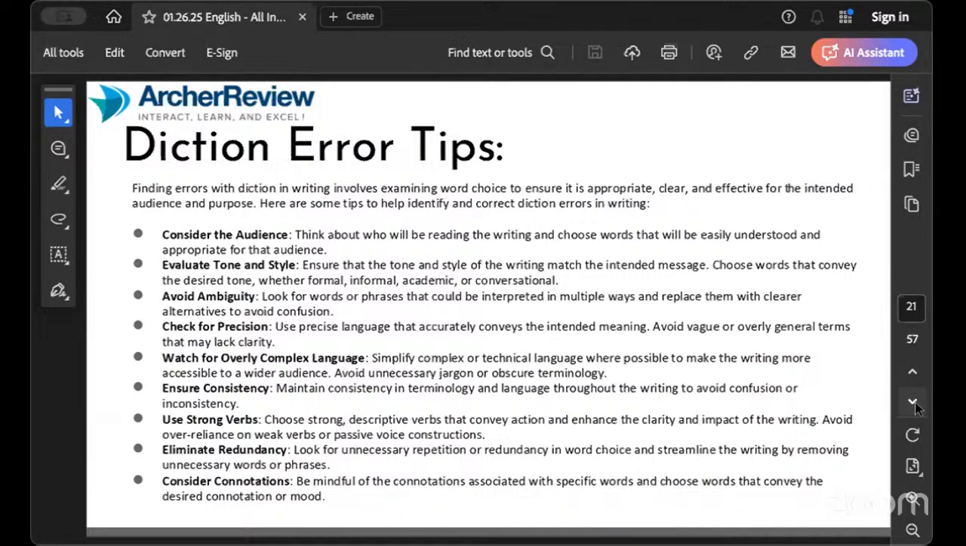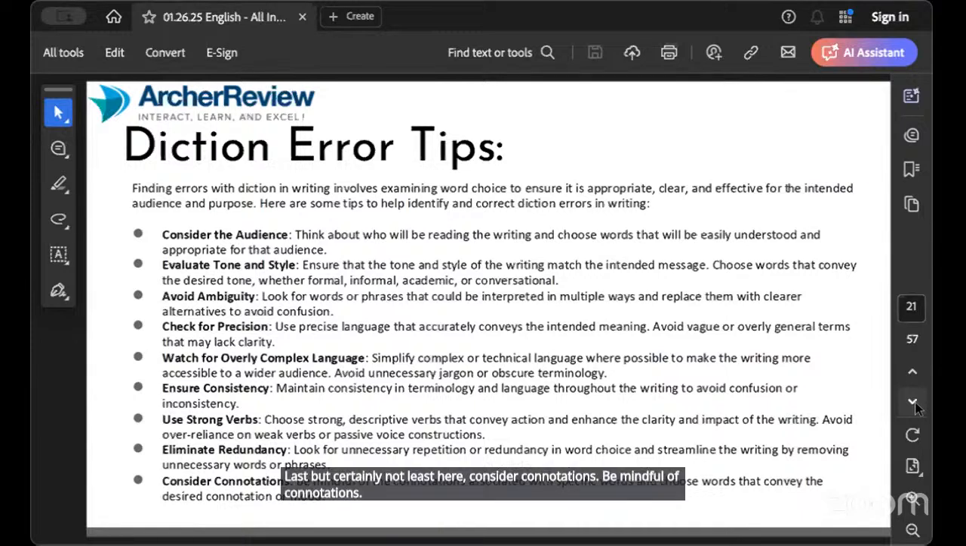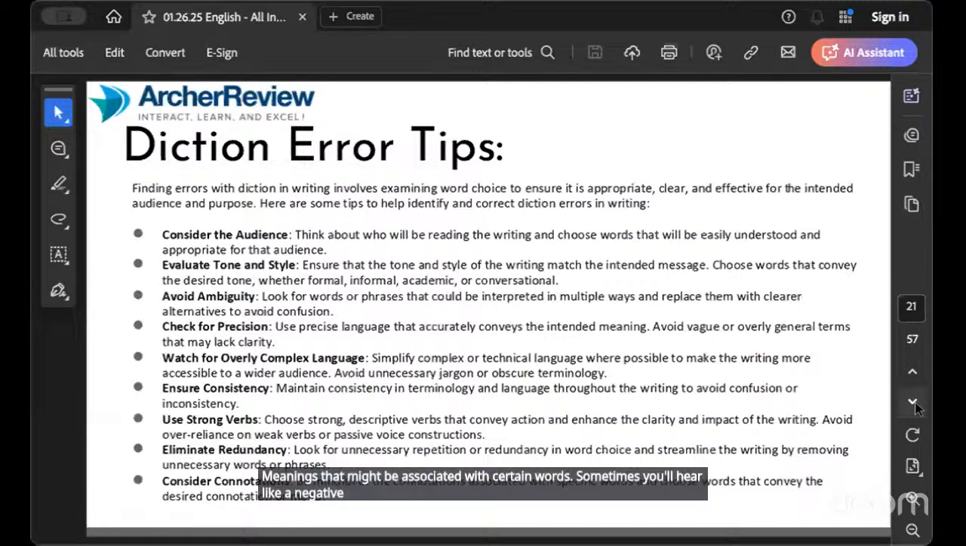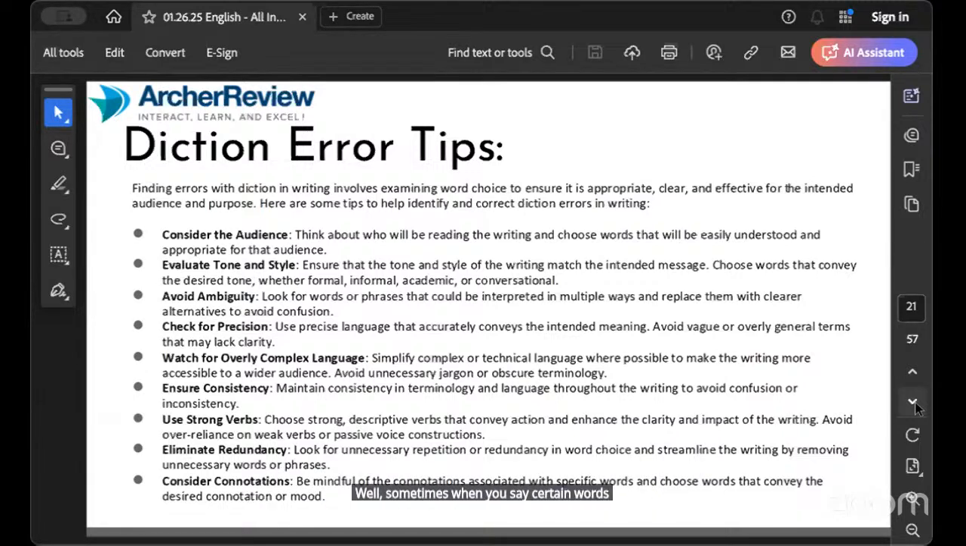Last, but certainly not least here, consider connotations. Be mindful of connotations, other meanings that might be associated with certain words. Okay? Sometimes you'll hear a negative connotation. You ever heard that phrase? Well, sometimes when you say certain words, it just automatically gives off a negative, bad vibe. And you don't necessarily intend that, but you have to be mindful of which words you're using based off the connotations that can be attached to them.